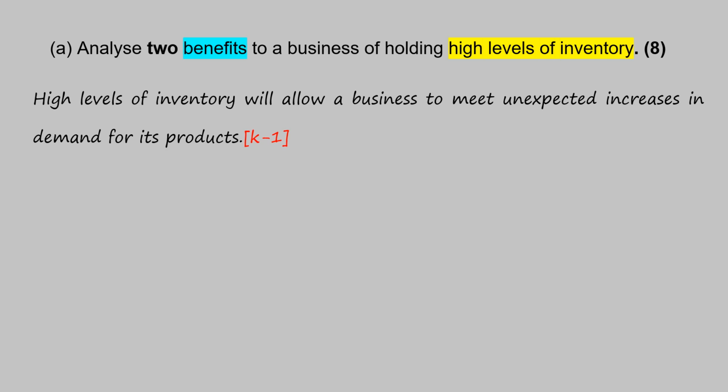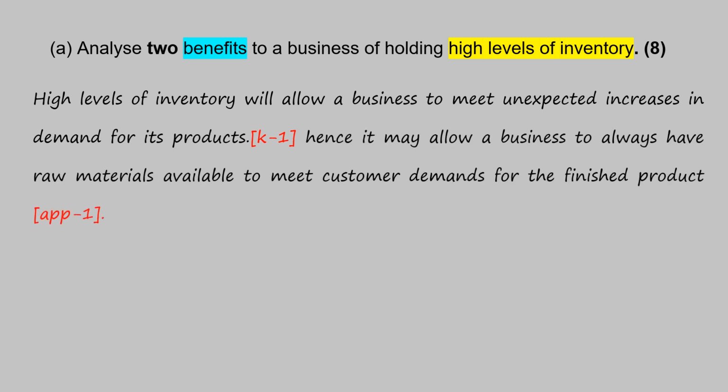High levels of inventory will allow a business to meet unexpected increases in demand for its products. Si un business a high level of inventory, the business will be able to meet unexpected increases in demand for its product. Si demain, demand est augmenté unexpectedly, c'est the business will have the sufficient inventory to meet these unexpected increases in demand. All right. Hence, it may allow a business to always have raw materials available to meet customer demands for the finished product.